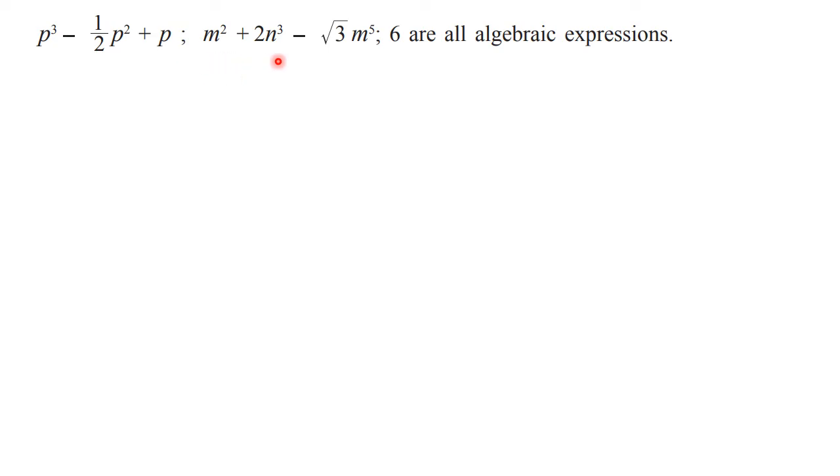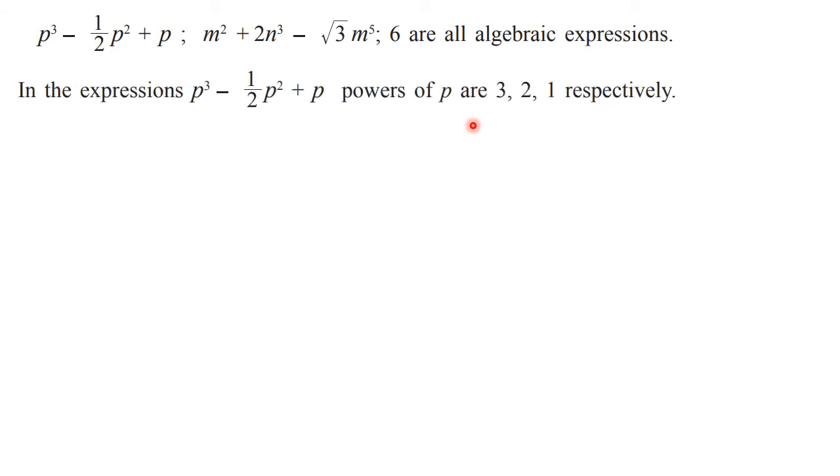This is also one algebraic expression. Here simply 6 is written, but still it's an algebraic expression. In an algebraic expression, the letters which are present are called variables. And the numbers which are present are called constants or coefficients. So all these are examples of algebraic expressions.